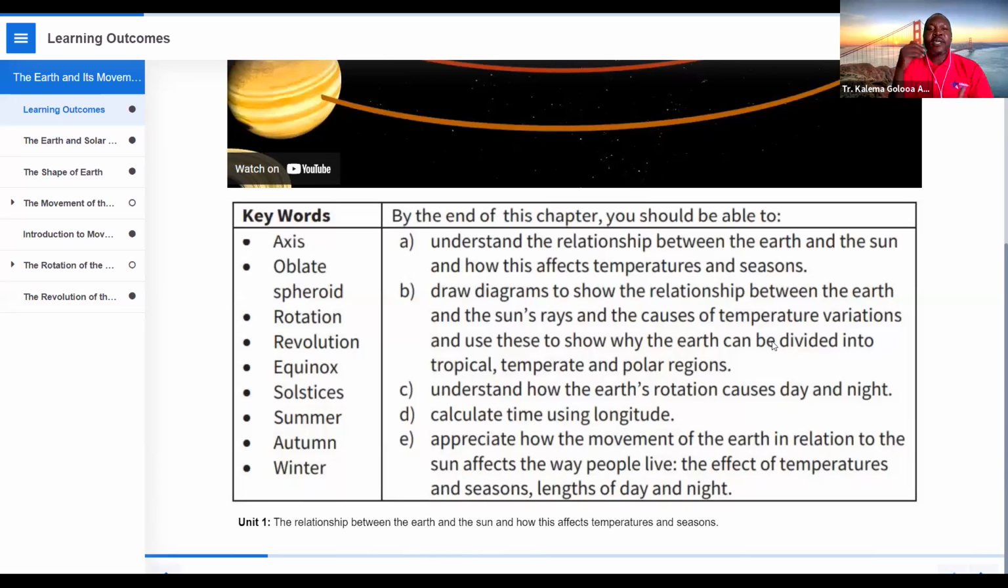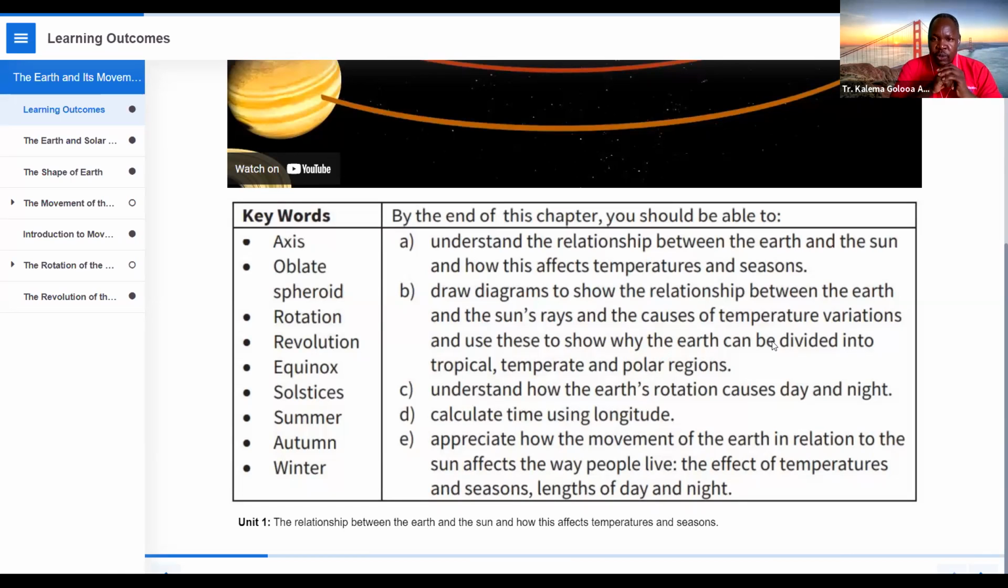Some of you have heard of places like the poles being cold, the equatorial areas being warm. Many people were saying, oh, COVID is not going to hit Uganda because Uganda is hot. And some people were saying, oh, it is going to be a different season in Europe, so there will be no COVID at this time. So how do the sun's rays influence the temperature and the seasons on Earth, and how are they related? And you should be able to draw diagrams to show that relationship.